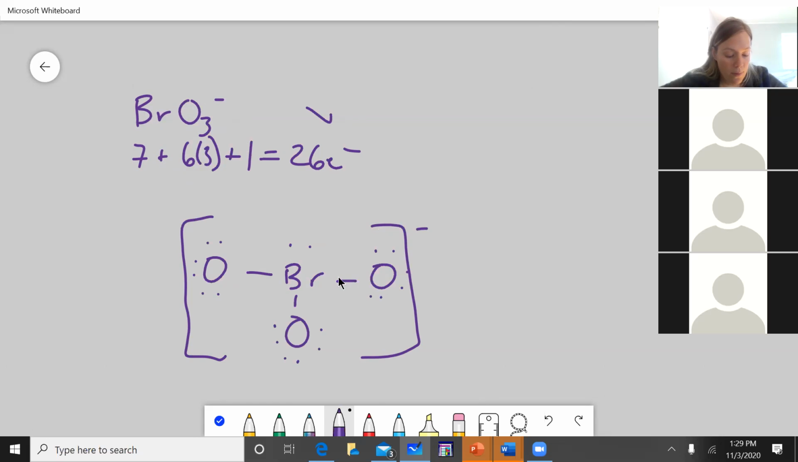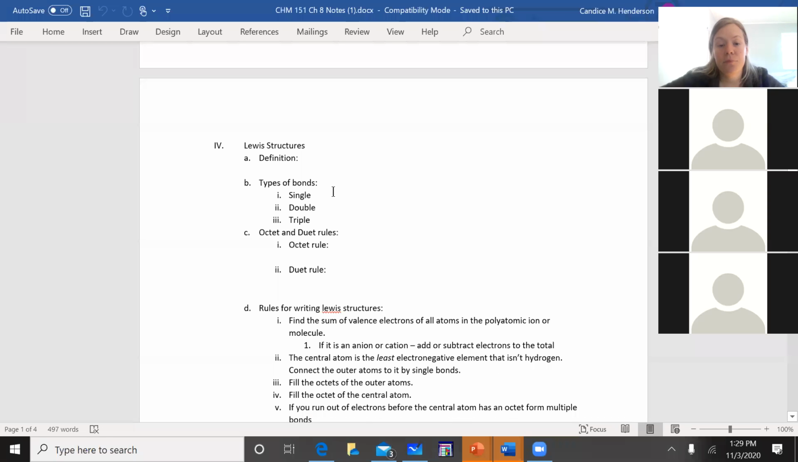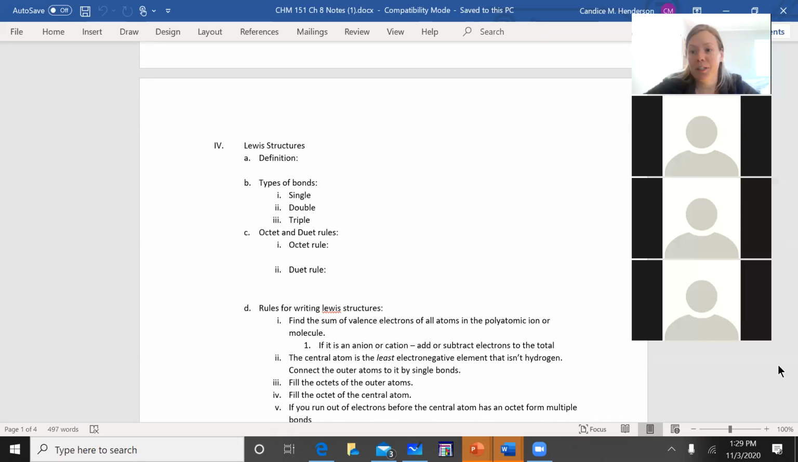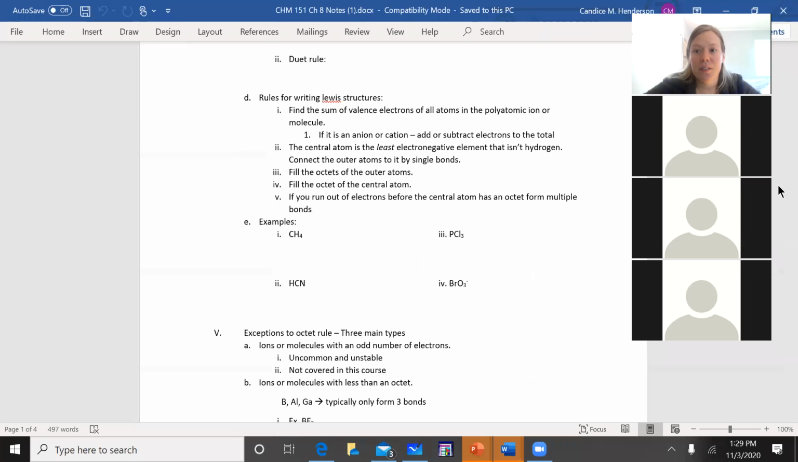So everything we've talked about so far has been following the octet and the duet rule. Are there exceptions to the octet and the duet rule? Yes, there's always exceptions to the octet and the duet rule. There's exceptions to everything in chemistry. This is no exception.